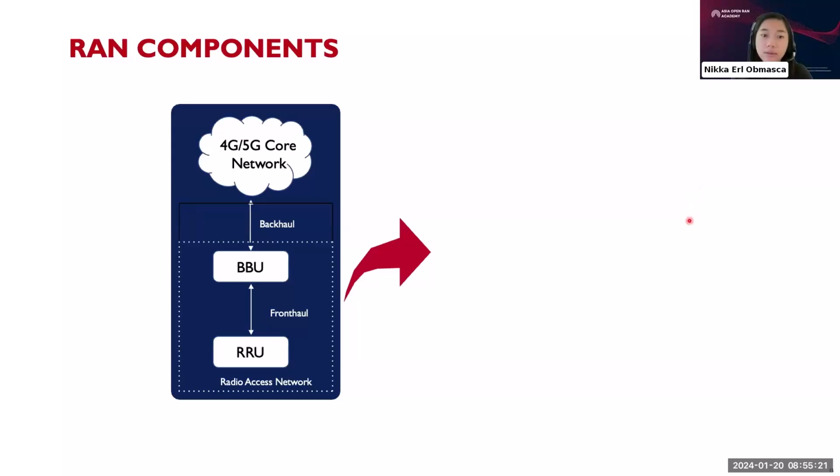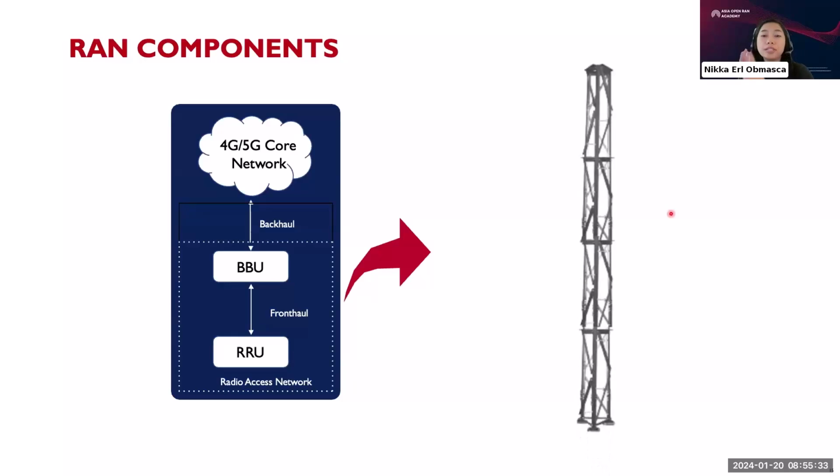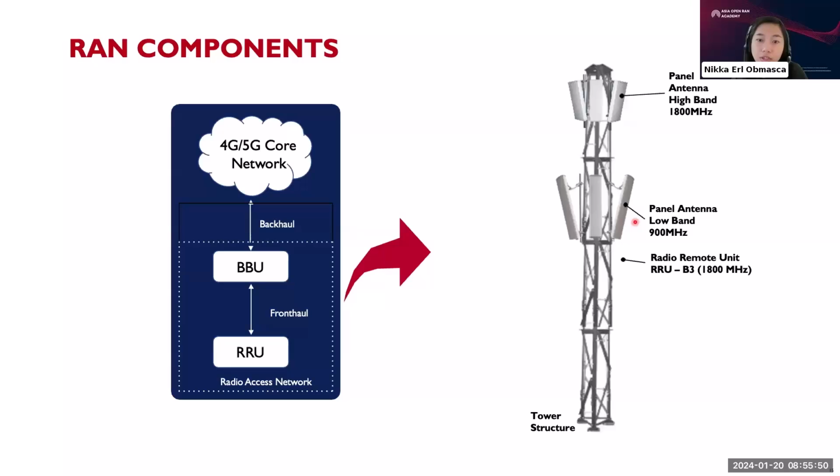Now let's break down the different components that the radio access network has. First, we have the tower structure. This is the physical structure that supports the RAN components, such as the antennas and the cables. Here, the tower structure supports the panel antennas. The antennas are responsible for transmitting and receiving radio signals between the mobile devices and the RAN components. So that's the keyword: transmit and receive radio signals.